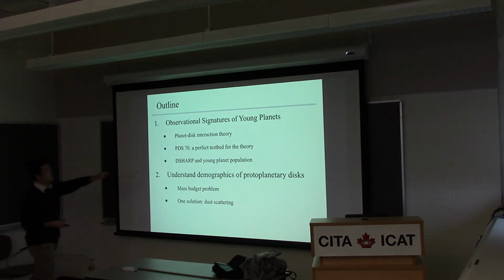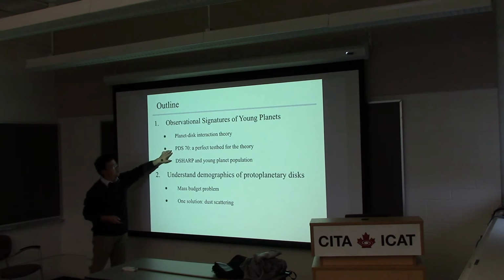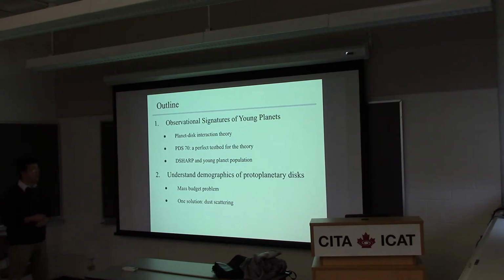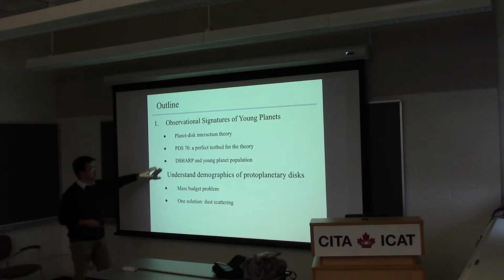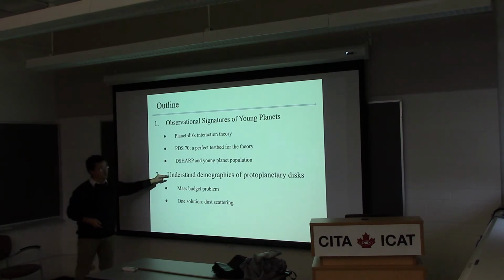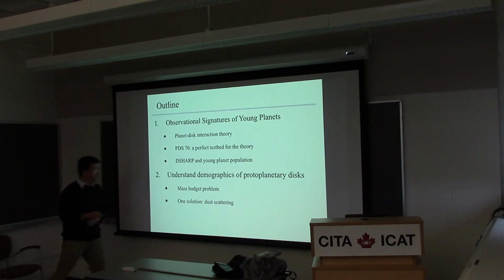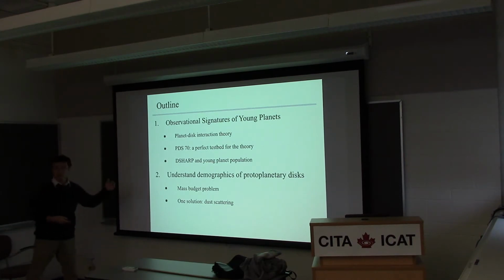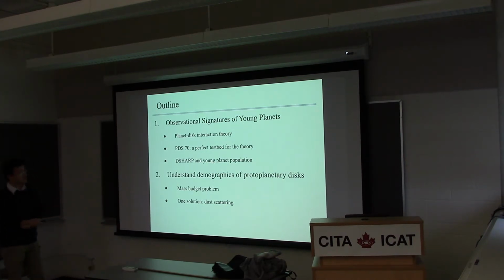So first I talk about the planet interaction theory. Then I'll talk about a new system, PDS 70, and this is a perfect test case for the planet interaction. Then I talk about the planet population. And finally, I talk about the statistics of protoplanetary disks. There is a problem people propose, the mass budget problem. And I say maybe we forgot some important physical processes like dust scattering, which could naturally explain these problems.